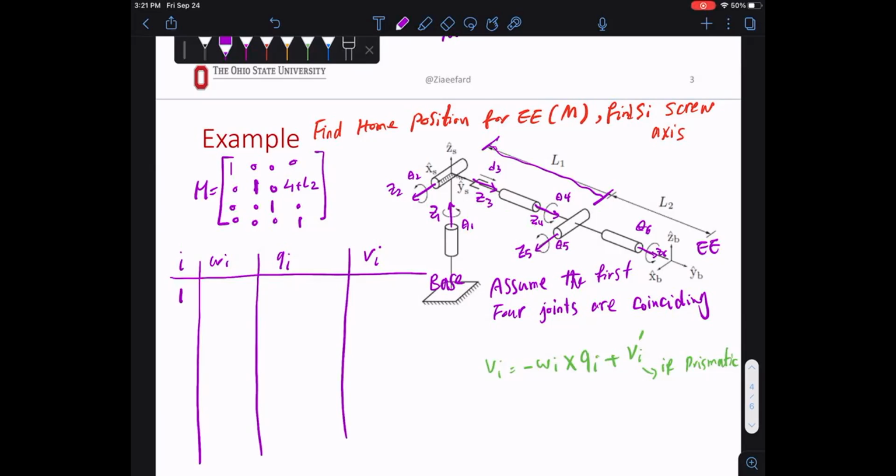Now, omega 0 is 0, 0, 1. Can you see that? In Z direction. Then Q is 0, 0, 0 because we said they're on top of each other on the frame. And then here will be 0, 0, 0. 2 is 1, 0, 0, 0, 0, 0 still. Now, 3, tell me about 3.